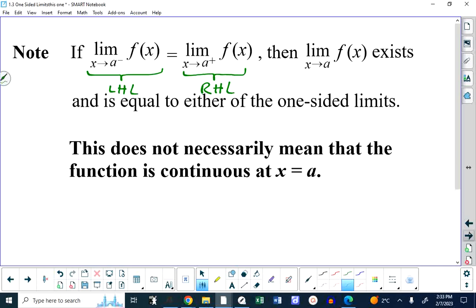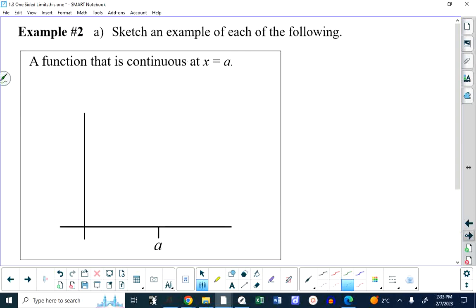But this is a mistake that people make. They think since the left and the right hand limits are equal, the function has to be continuous there. It doesn't mean that. There's other ways to get discontinuity, by the way. If the left and the right hand limits are not equal, then it's not continuous. But just because they are equal doesn't mean it is continuous.